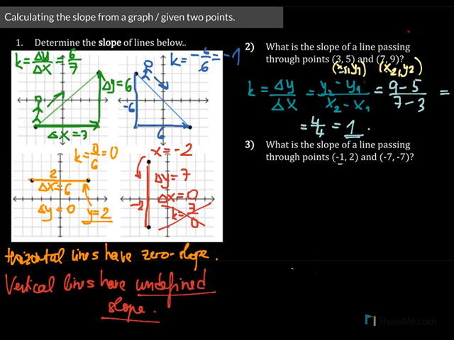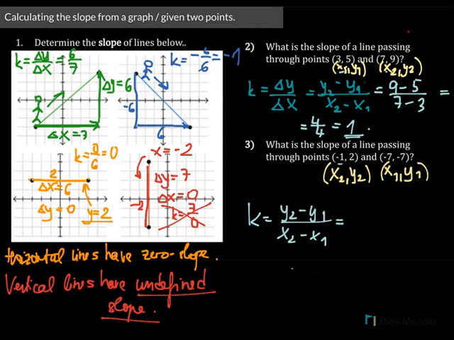I will label my points this time so that you can see it doesn't really matter which point is x1, y1. The second point will be x2, y2, and I will use the same formula. So the slope is equal to y2 minus y1 over x2 minus x1. I have some negative coordinates, so be careful there.